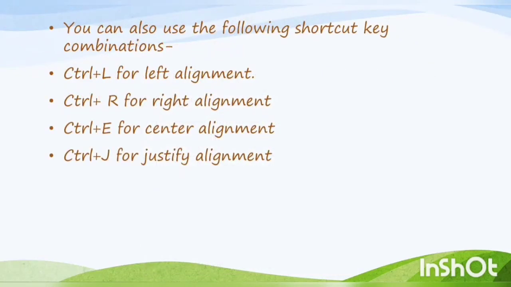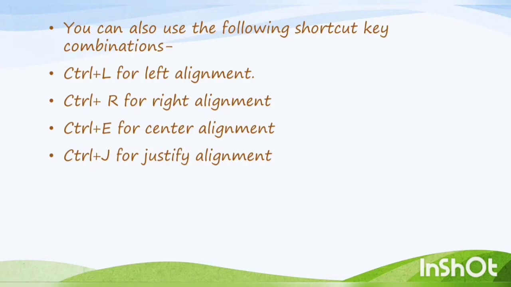Next is the shortcut keys which we use for these alignments. Say if you want to bring a paragraph towards the right side, by default it is always towards the left, and if it is in the center or right somewhere and you want to bring it to the left, then select the whole paragraph and then Ctrl plus L. So in your keyboard you have to press Ctrl and then L together. So your whole paragraph will come towards the left aligned.